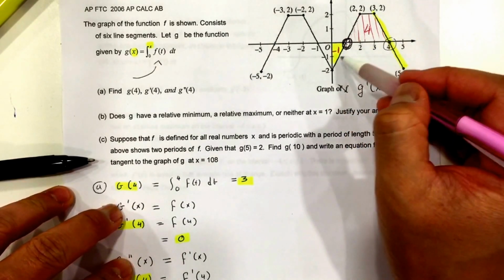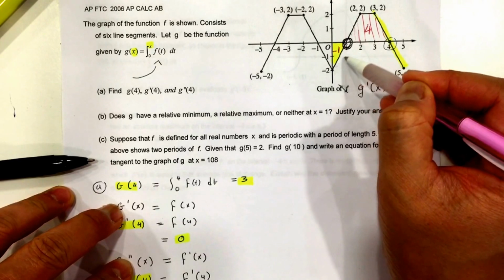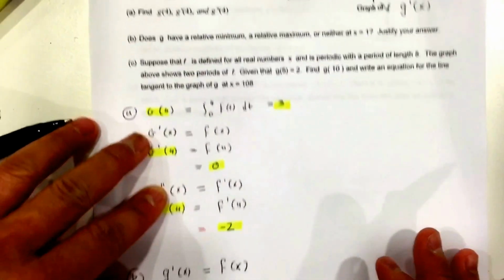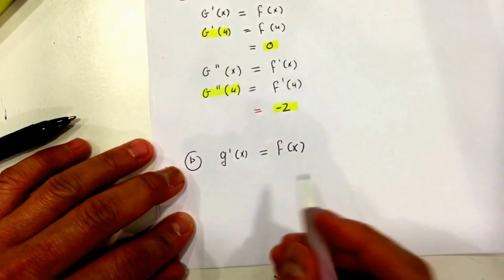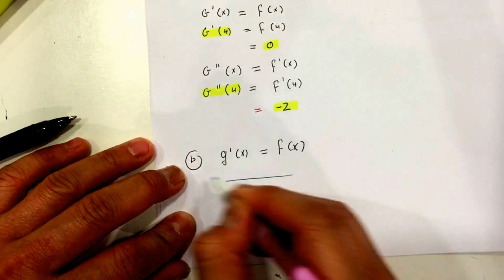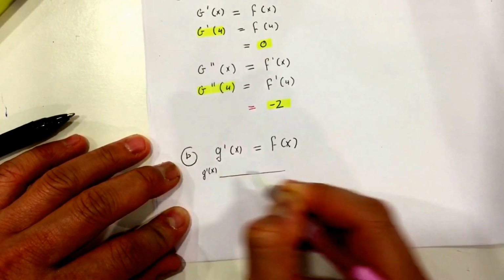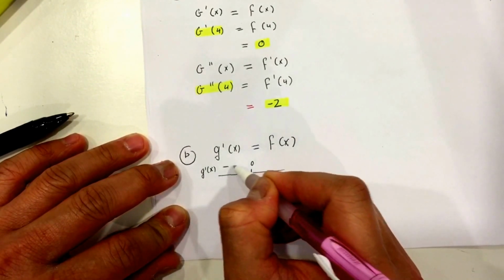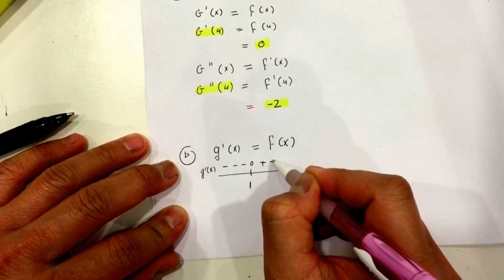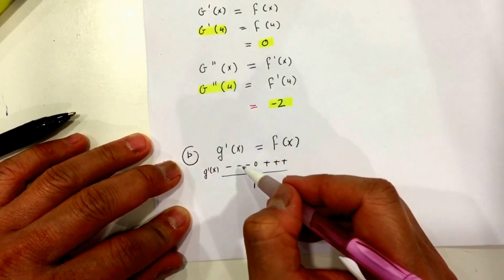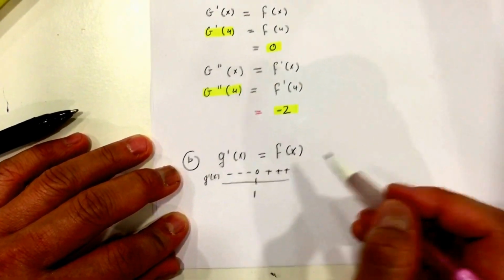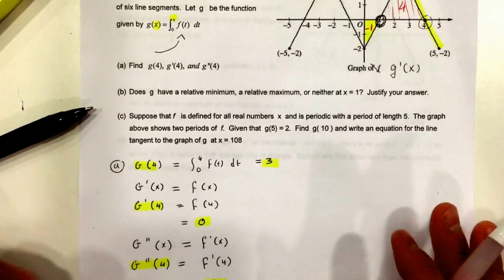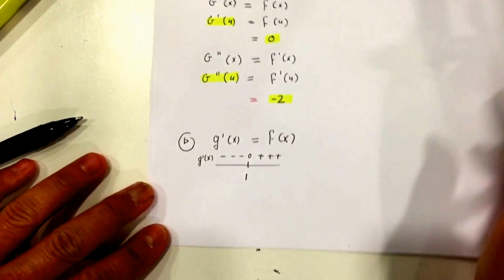Now g prime is negative to the left of 1, and g prime is positive to the right of 1. So the sign graph. So here's what we know so far. If I were to create a sign graph for g prime, then 1 is a critical point, and to the left of it it's negative, and to the right of it the derivative is positive. So that is a min. Again, to the left of it is negative, to the right of it is positive, so that's the min. So does g have a relative max or relative min?